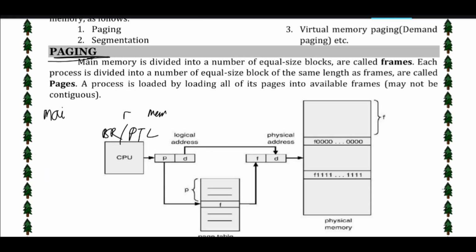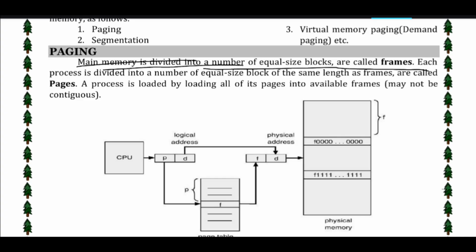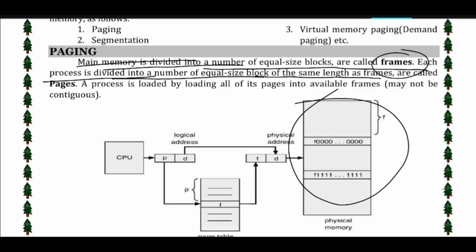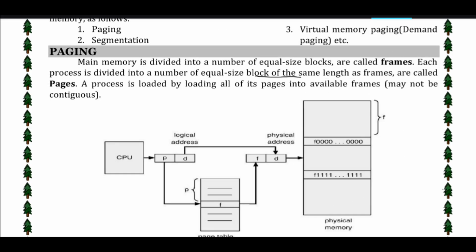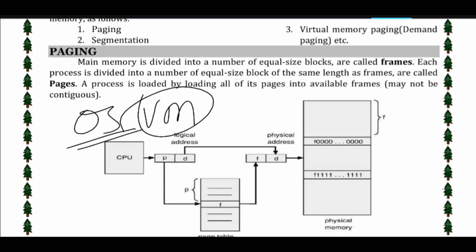Here are some points; I am reading them, and if I skip some I will make it clear. Main memory is divided into a number of equal size blocks called frames. Each process is divided into a number of equal size blocks of the same length as frames, called pages. What does that mean? The operating system maintains a virtual memory. Let's discuss it like the OS: the OS maintains its own separate memory, meaning a separate list of processes which are executing or will be executed, in this virtual memory.